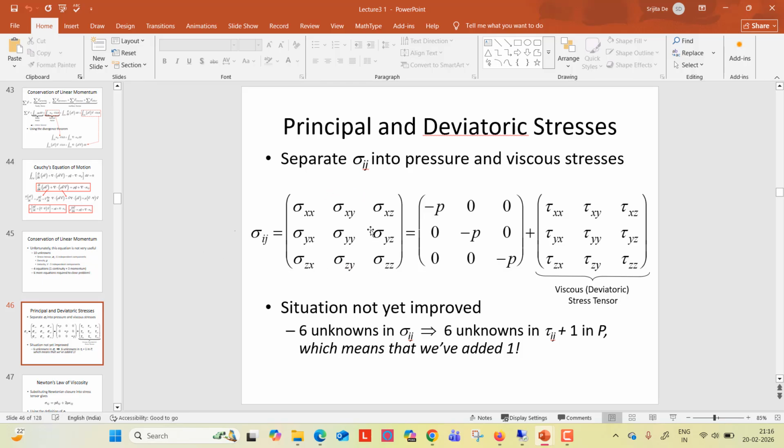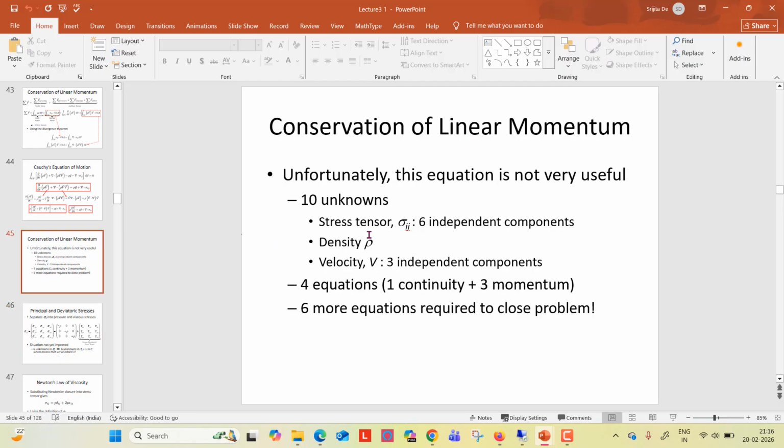So there are six stress tensor terms. There is density, which is unknown. There are 3 velocity components, which are also unknown. So 6 plus 3 plus 1, that is 10 unknowns. For 10 unknowns, we need 10 equations, right? But we have only 4 equations. One is the continuity equation, and another 3 are the momentum equations.